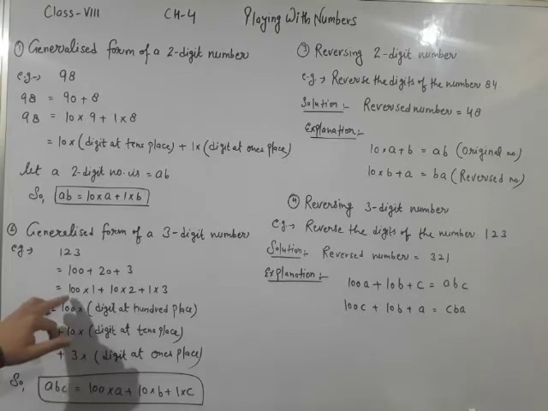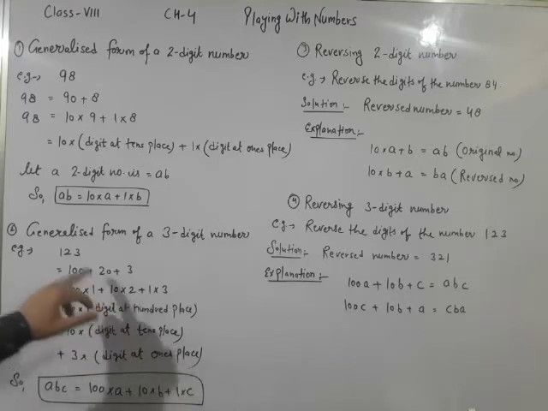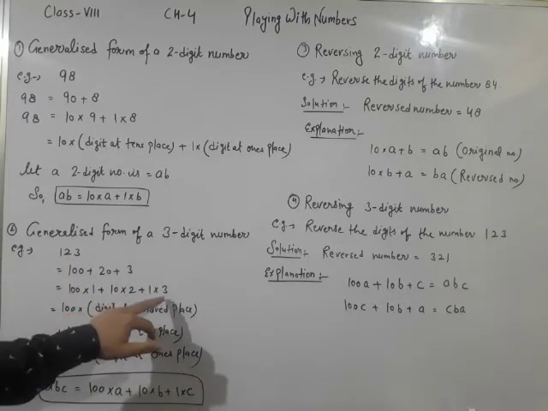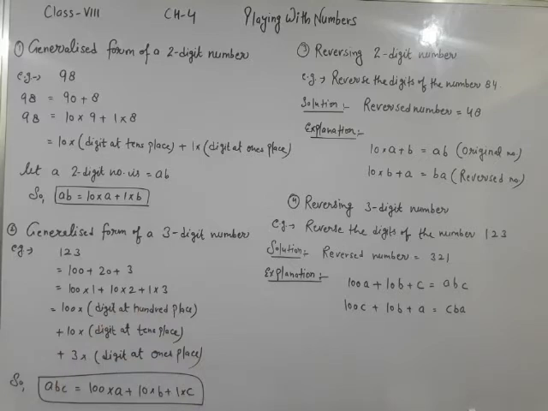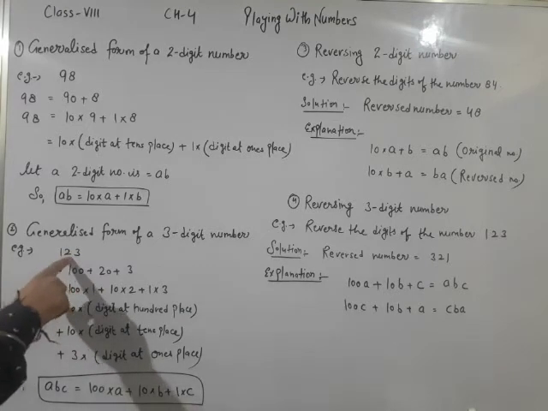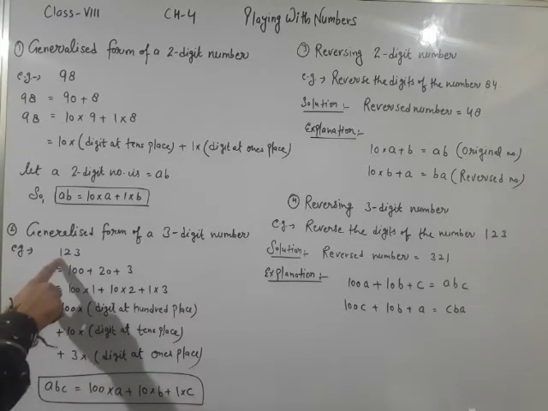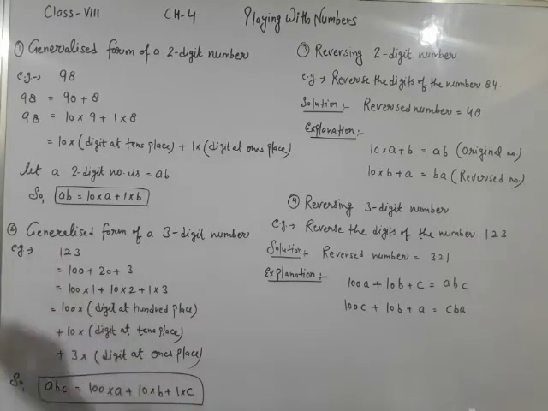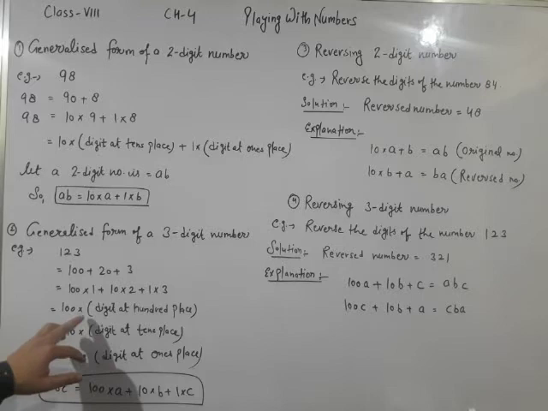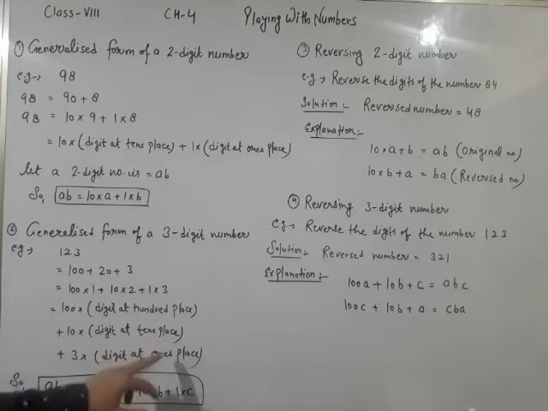Yes, it is 1 multiplied by the place value of 1. It is 2 multiplied by the place value of 2. And it is 3 multiplied by the place value of 3. Here, the place value of 3 is 1. The place value of 2 is 10, because 2 is written at the tens place. And the place value of 1 is 100, because 1 is written at the hundreds place. So it can be represented as 100 multiplied by the digit at the hundreds place plus 10 multiplied by the digit written at the tens place plus 3 multiplied by the digit written at the ones place.